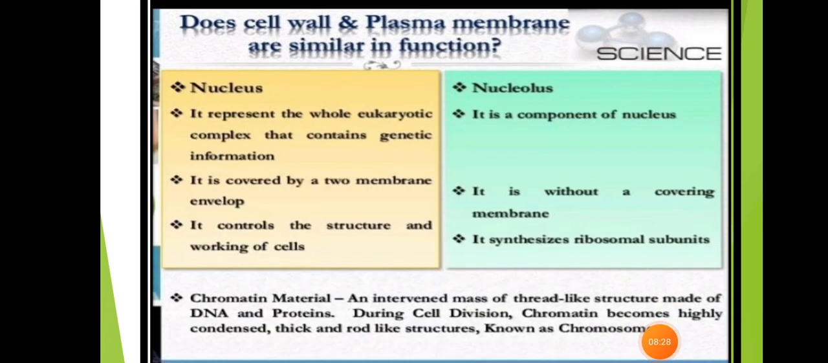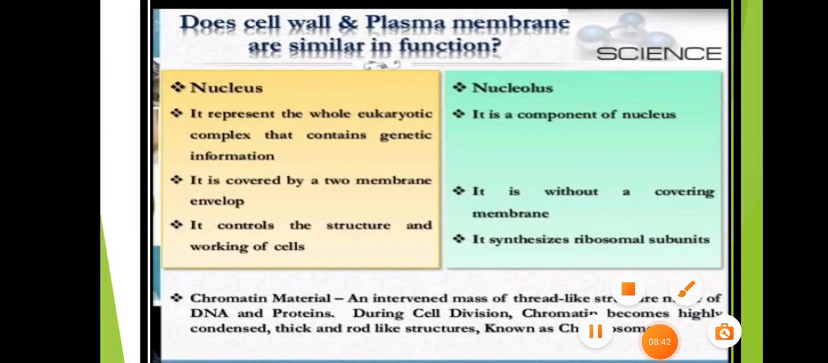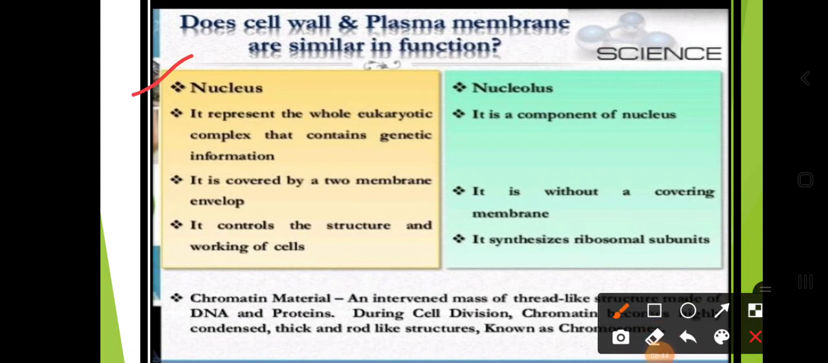Dear students, here we have one question: do the cell wall and the plasma membrane have the same function? We have to answer this. On the basis of the nucleus and the nucleolus, we are going to discuss it. The nucleus is the whole eukaryotic complex that contains genetic information. What things are present in the nucleus? The DNA, RNA, and chromosomes.